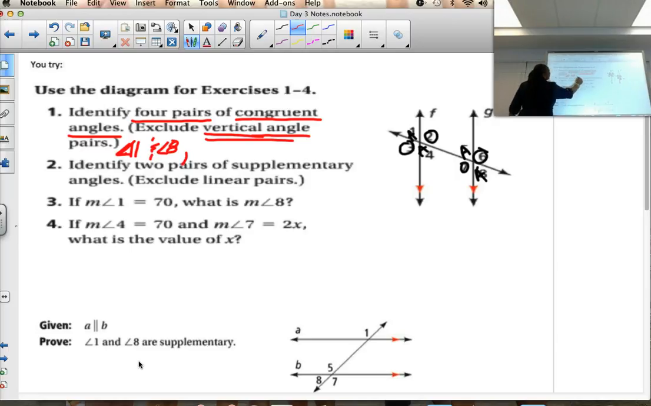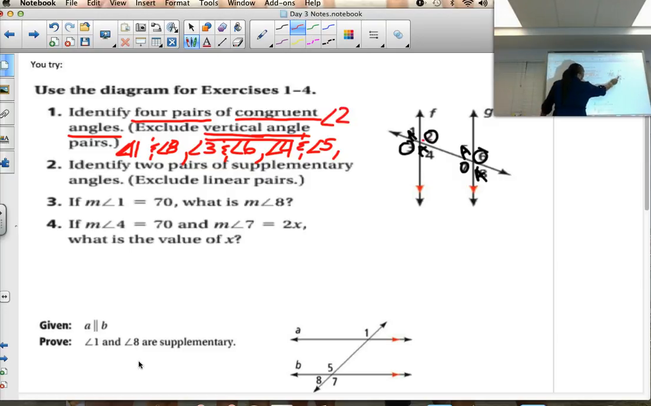3 and 6. Awesome. Somebody else. Karen, you with me? What, is my handwriting that bad? 4 and what? Last one. Oh. Angle 2 and angle 2 and 6 works.